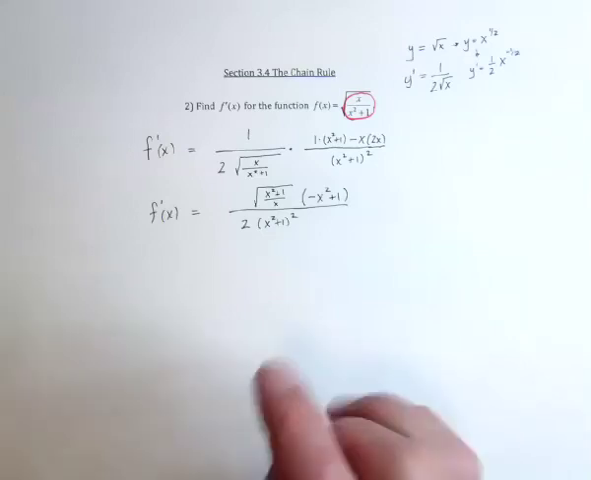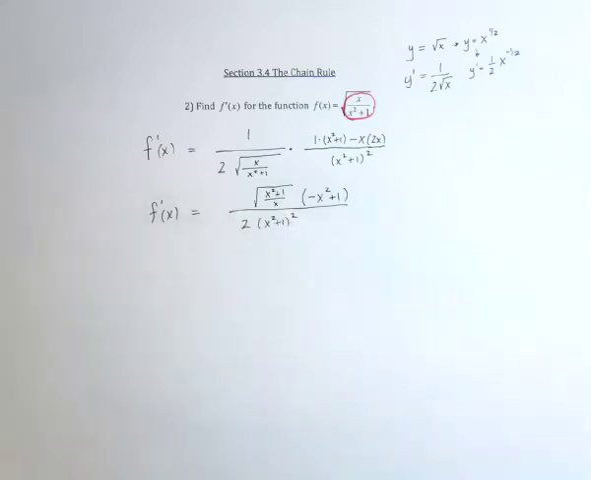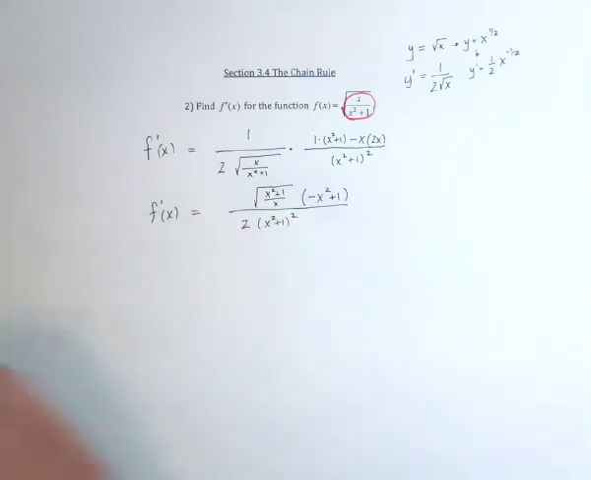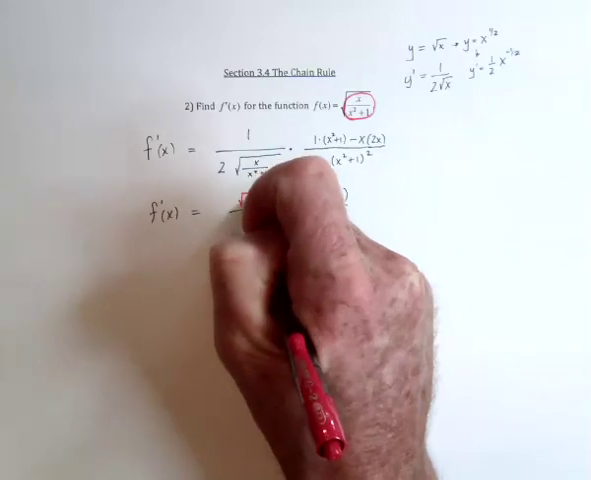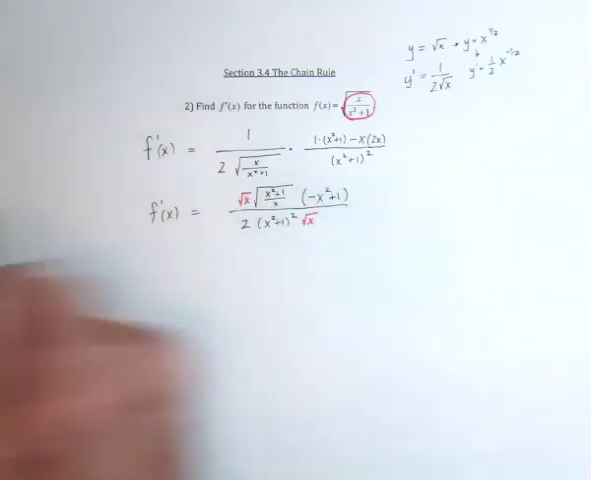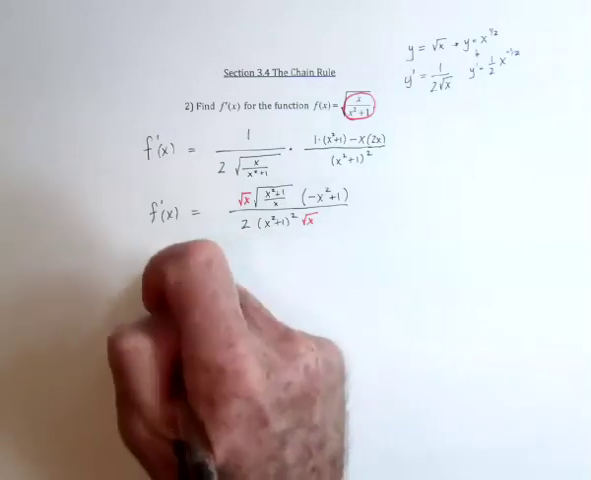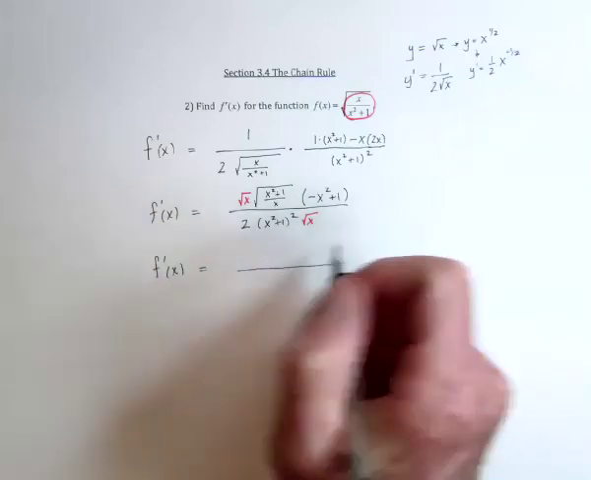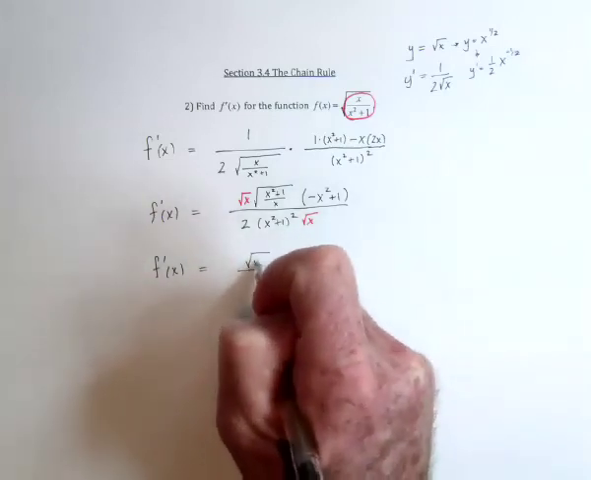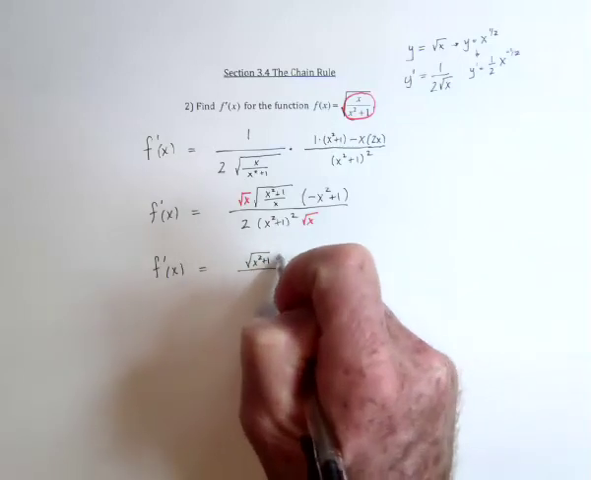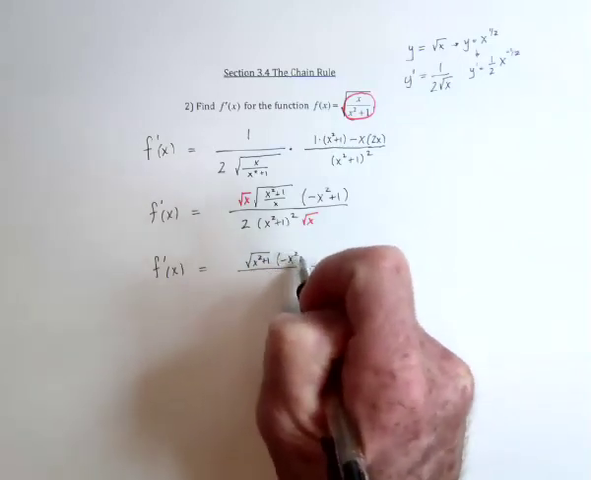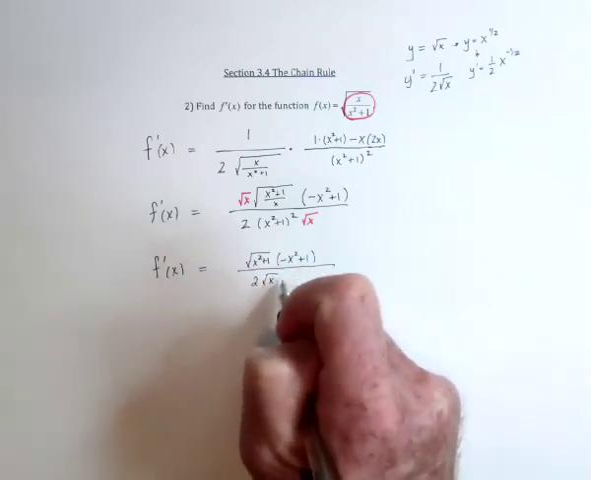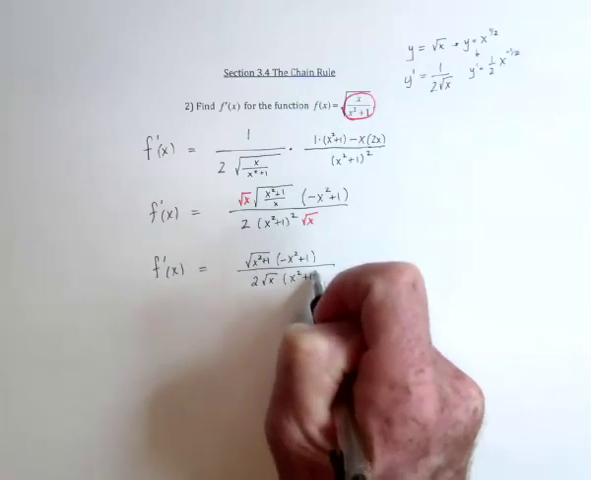I need to continue because I've still got a compound fraction. So I need to clear this part of the fraction, that little x that's inside the square root. So multiply the top and the bottom by the square root of x. Now the numerator has the square root of x squared plus 1 in it. It's got negative x squared plus 1 in parentheses, a 2, a square root of x, and an x squared plus 1 squared.